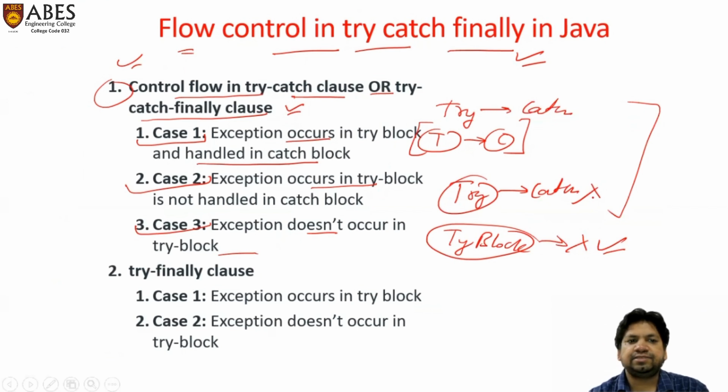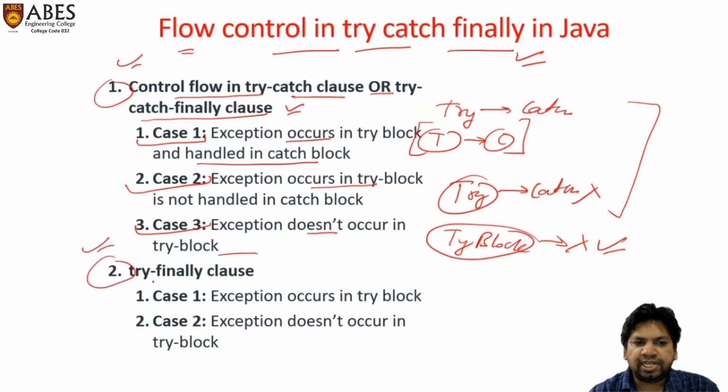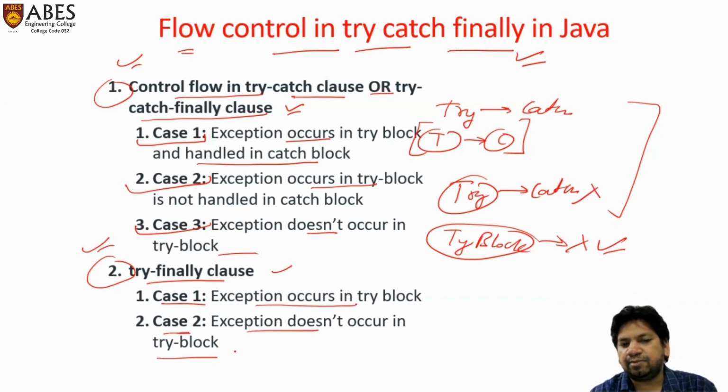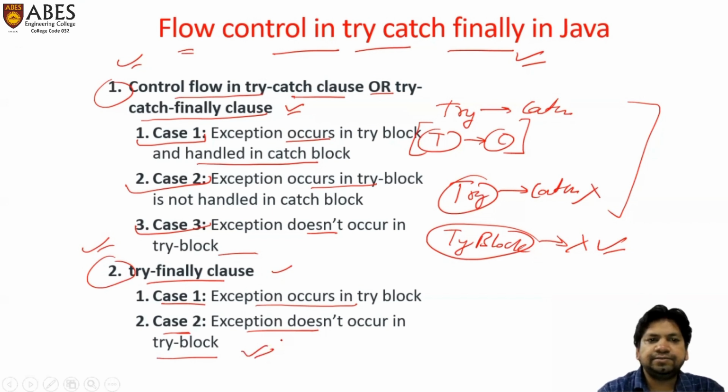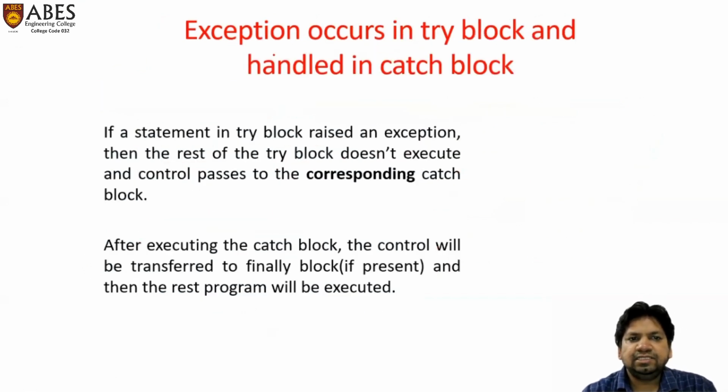There are 3 points. In part number 2, the try and finally clause. Case number 1, the exception occurs in the try block, and case number 2, the exception does not occur in the try block. The exception occurs in the try block and is handled in the catch block.